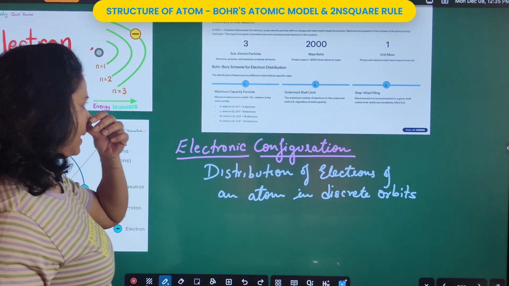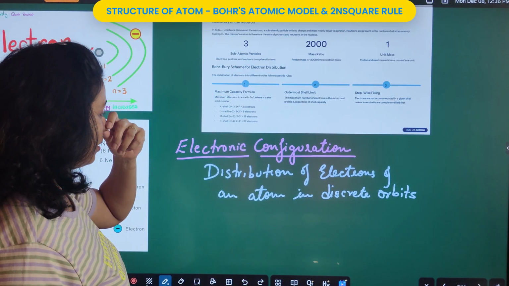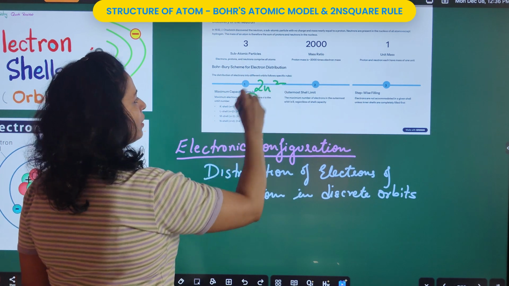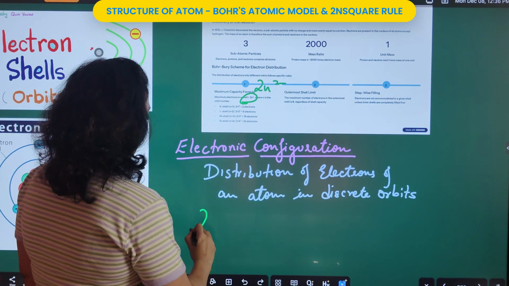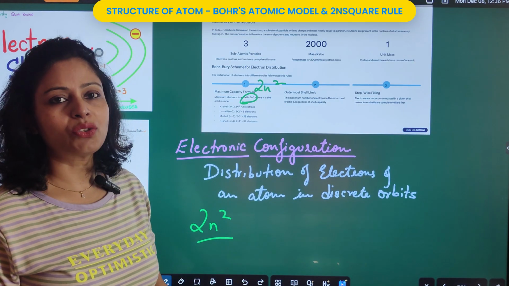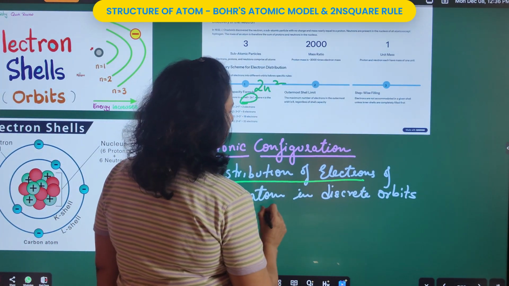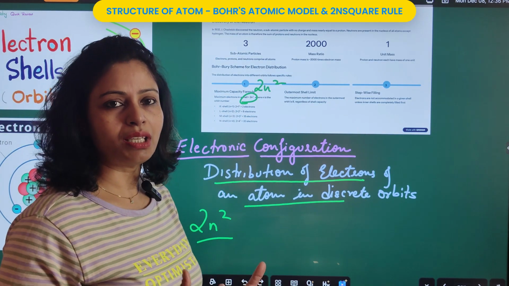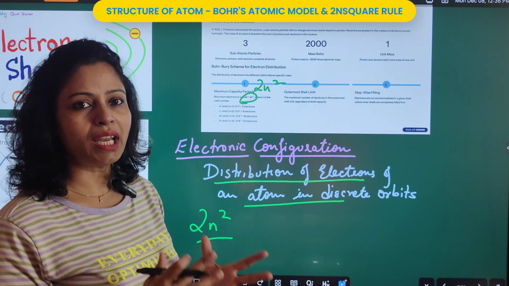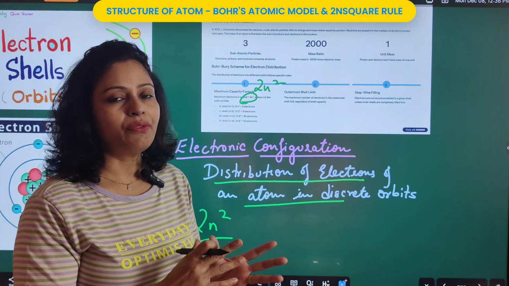Now, electronic configuration. Bohr gave a rule, the 2n² rule, which shows the electronic configuration. That is a rule to show how the electrons are distributed, the distribution of electrons in discrete orbits. We follow that rule to write the electronic configuration, how the electrons are present in different energy levels.